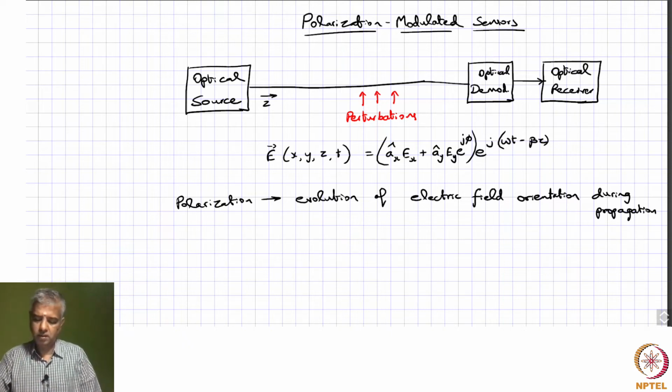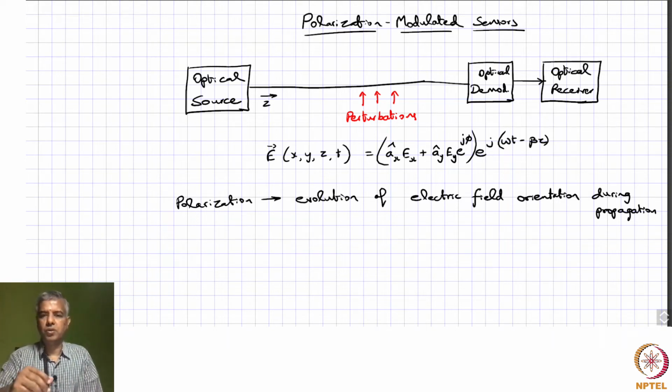Okay, so you can of course do the same with respect to the magnetic field if you want. But we are looking at the evolution of the electric field orientation during propagation. So if a wave is propagating towards you, you can look at the wave as having a certain electric field, and how that electric field is evolving as a function of time as it propagates is what we are actually tracking.